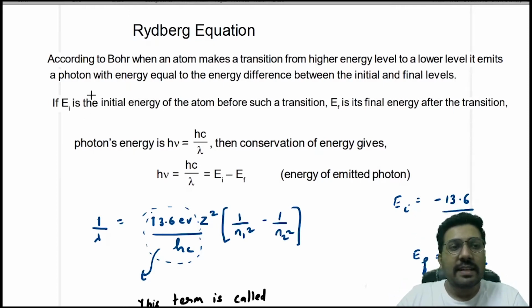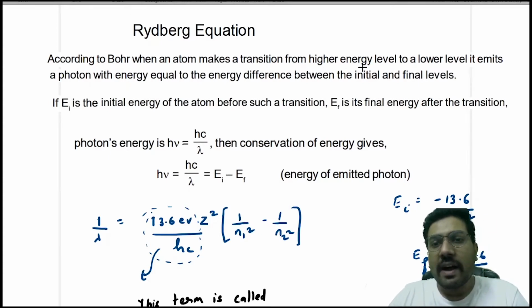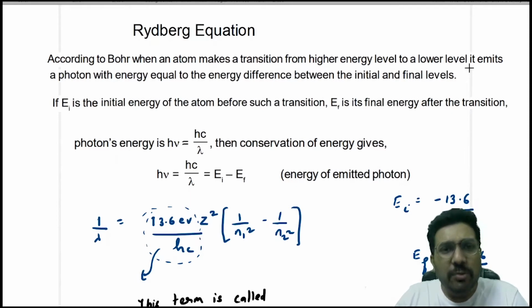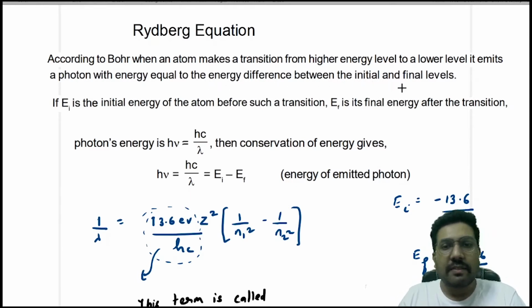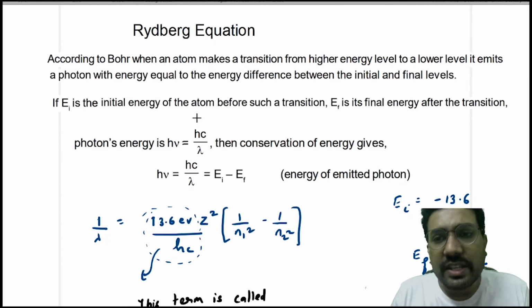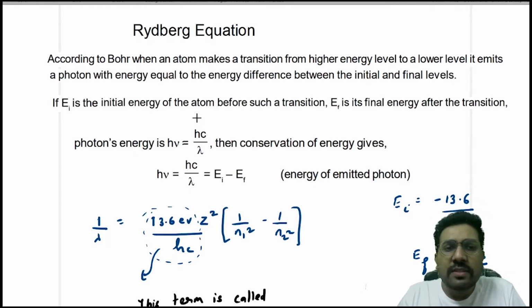So the first thing that we will do is the Rydberg equation, right? Now, according to Bohr, when an atom makes a transition from a higher energy level to a lower energy level, that is Bohr's second postulate, it emits a photon with energy equal to the energy difference between its initial and final levels. So if E initial is the initial energy of the atom before such a transition and E final is the final energy after the transition, then the photon's energy, that is |E final minus E initial|, is equal to hc by lambda, or you can say h nu.